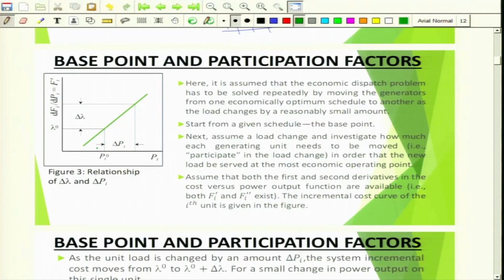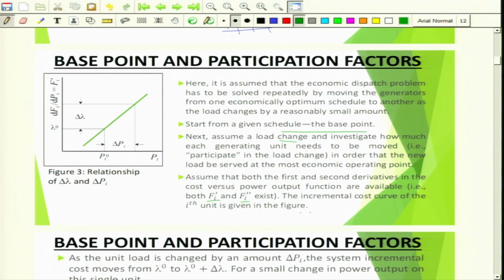Now start from a given schedule; there is already a most optimal schedule, that is your reference point, the base point. And next assume a load change and investigate how much each generating unit needs to be moved, that is, participate in the load change, in order that the new load be served at the most economical operating point, right? And assume that both the first and the second derivatives in the cost versus power output function are available, that is Fi dash and Fi double dash exist.